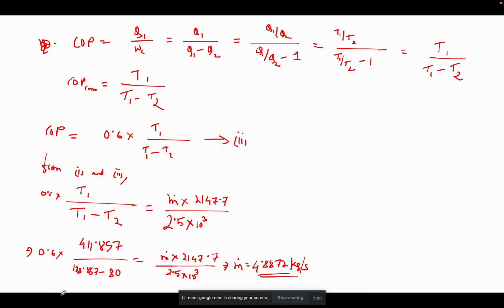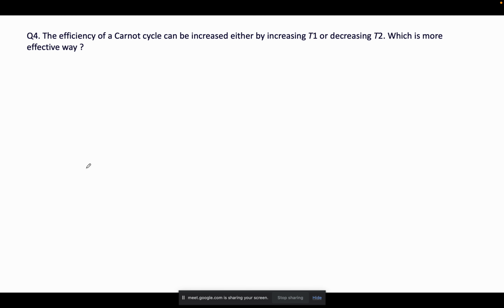Okay, let us go to the next question. The efficiency of a Carnot cycle can be increased either by increasing T1 or by decreasing T2. Which one is more effective? From the previous questions we have already got that eta Carnot is basically 1 minus T2 by T1. Now this eta can be increased if we decrease T2 or if we increase T1. Which one is more effective? That means, if you increase T1, will it increase more, or if you decrease T2, will it increase more?